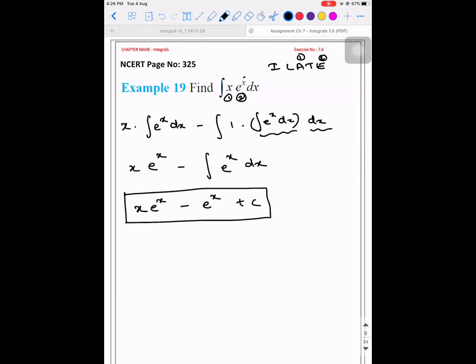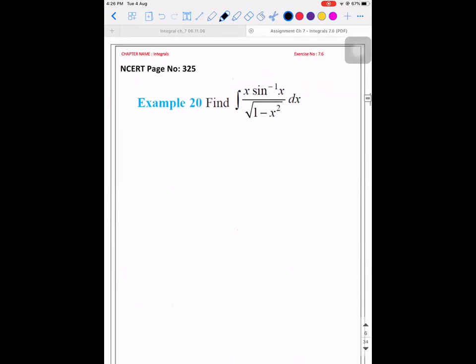Clear? Sure. Shall I move on? Yes, sir. Listen. So find the integral of x into sine inverse x divided by root of 1 minus x square. Okay. Here, how many functions do you have? 3. 1, 2, 3. You have x as one function, sine inverse x, and root of 1 minus x square. But if I take only x divided by root of 1 minus x square, that will become one algebraic function for me.